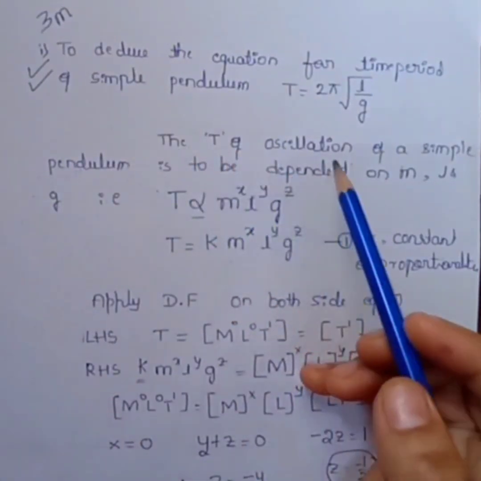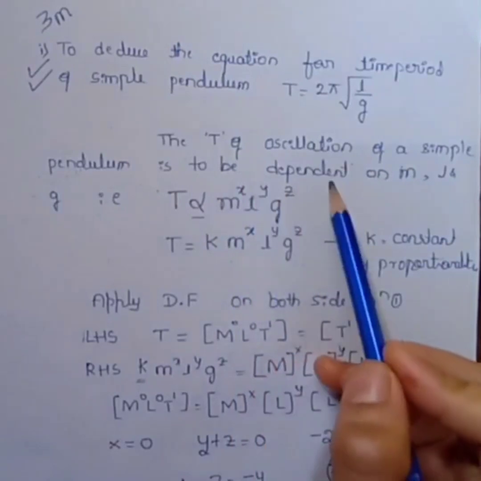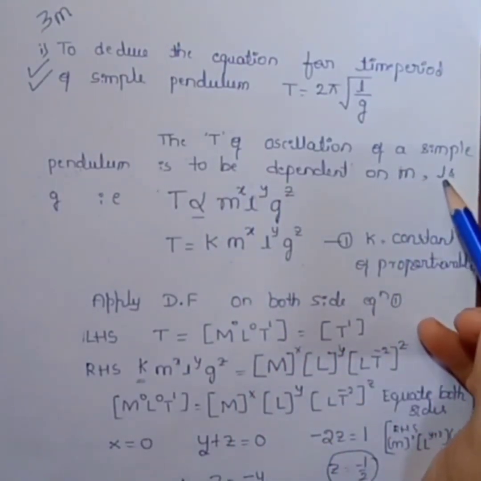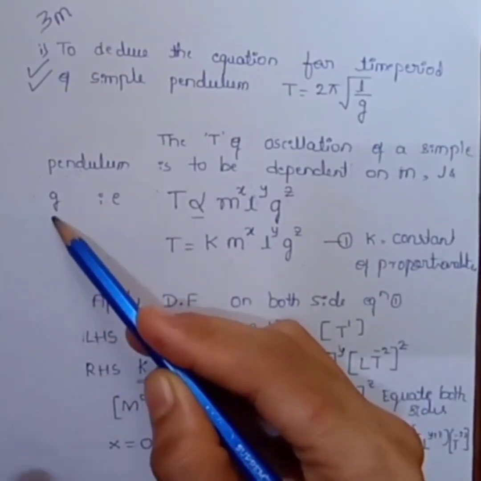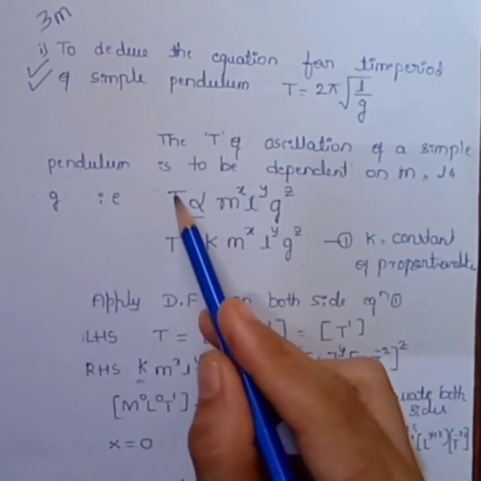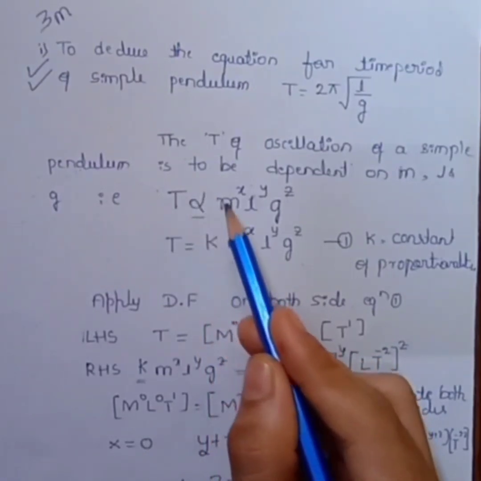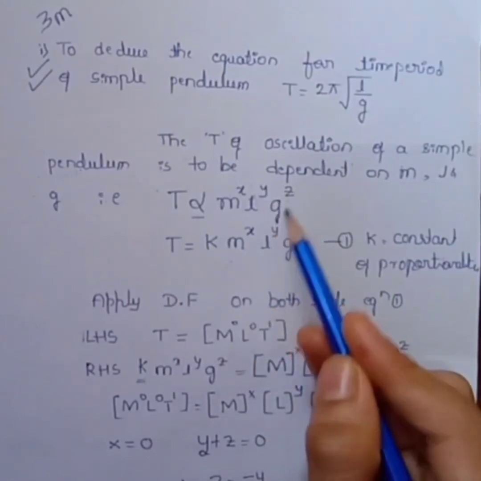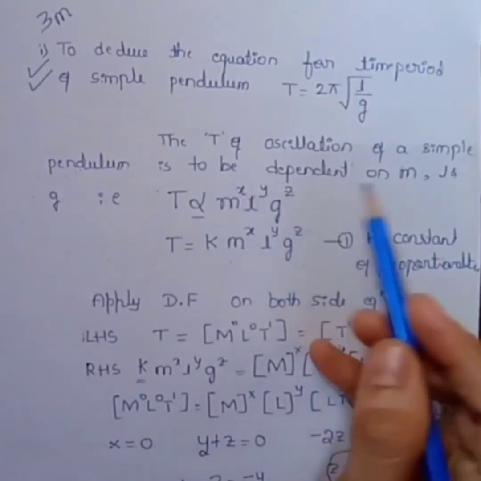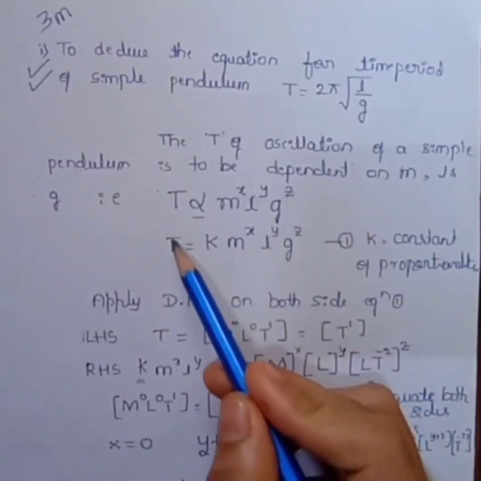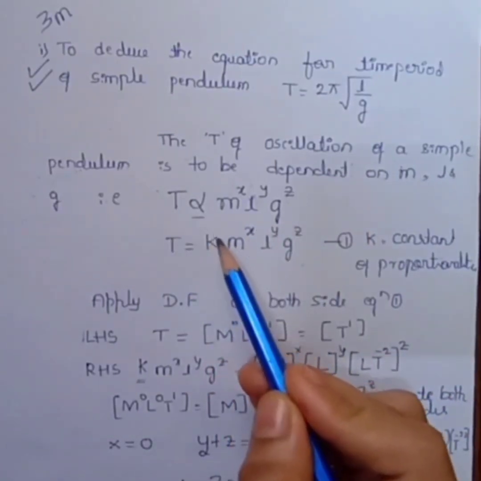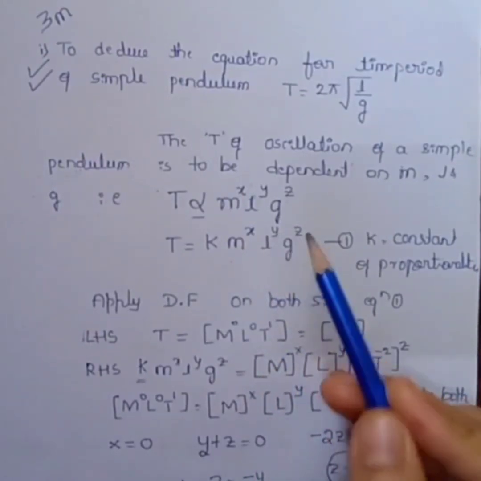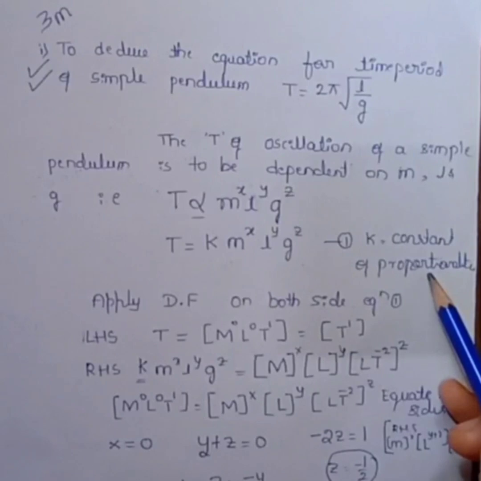The time period of oscillation of a simple pendulum is dependent on mass m, length of the string L, and acceleration due to gravity g. That is, time period T is directly proportional to m to the power of x, L to the power of y, and g to the power of z. Here x, y, z are constant terms, powers. So T is equal to k into m to the power of x, L to the power of y, g to the power of z. K means constant of proportionality.